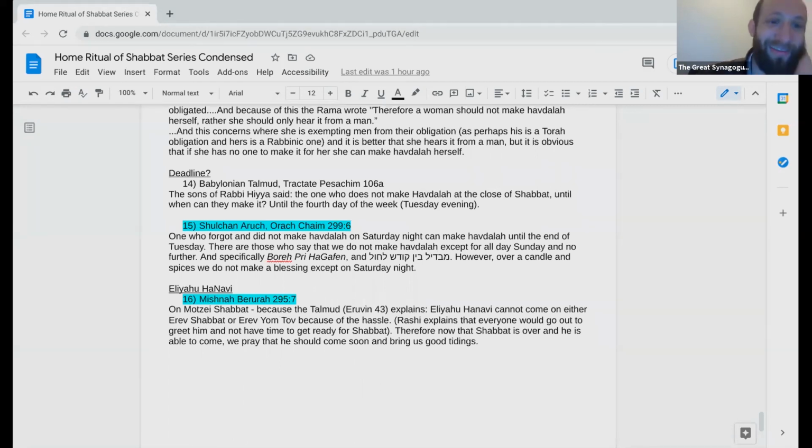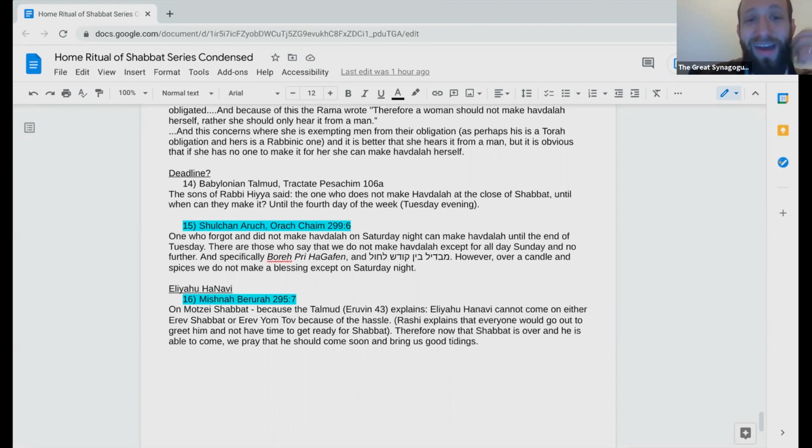Finally, last source, a little bit about, we have a custom to sing Eliyahu Hanavi after Havdallah. Why is that? On Motzei Shabbat, because the Talmud explains, Eliyahu Hanavi cannot come on either Erev Shabbat or Erev Yom Tov because of the hassle. Rashi explains that everyone would go out to greet him and not have any time to get ready for Shabbat. Therefore, now that Shabbat is over and he is able to come, we pray that he should come soon and bring us good tidings.